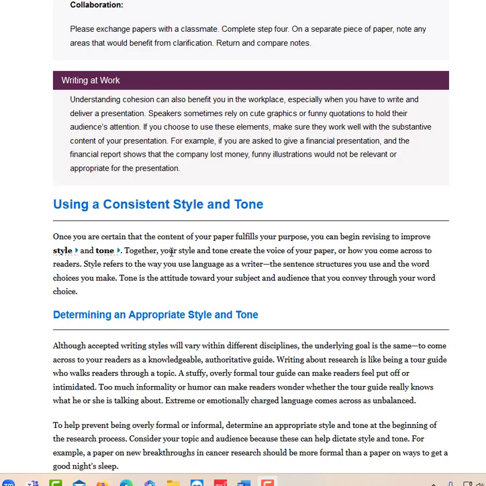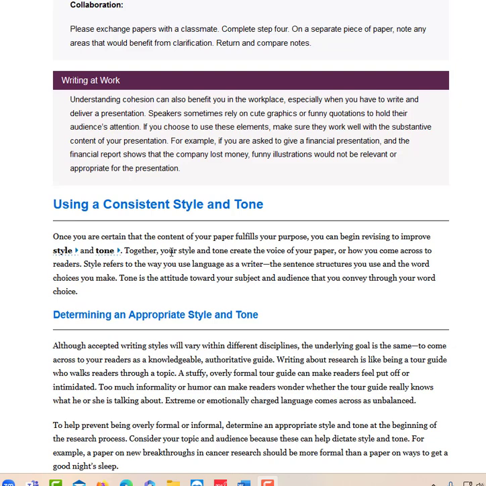Understanding cohesion can also benefit you in the workplace, especially when you have to write and deliver a presentation. Speakers sometimes rely on cute graphics or funny quotations to hold their audience's attention. If you choose to use these elements, make sure they work well with the substantive content of your presentation. For example, if you are asked to give a financial presentation and the financial report shows that the company lost money, funny illustrations would not be relevant or appropriate for the presentation.